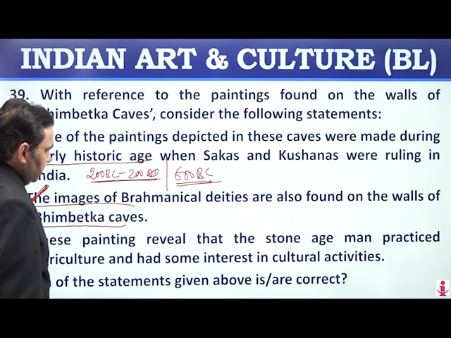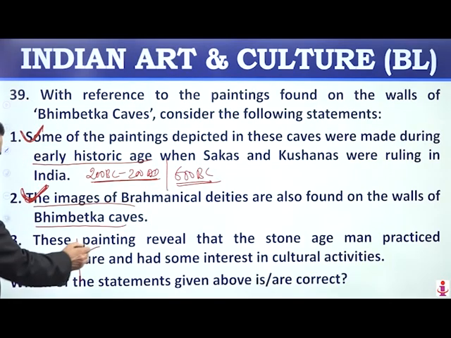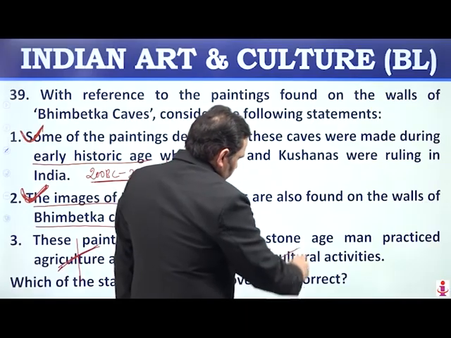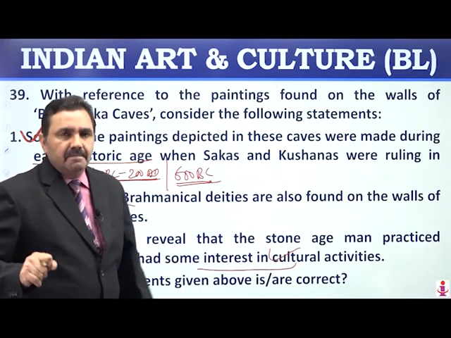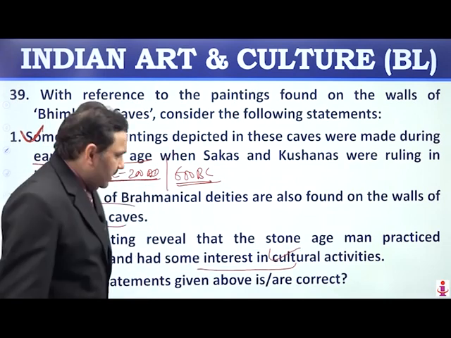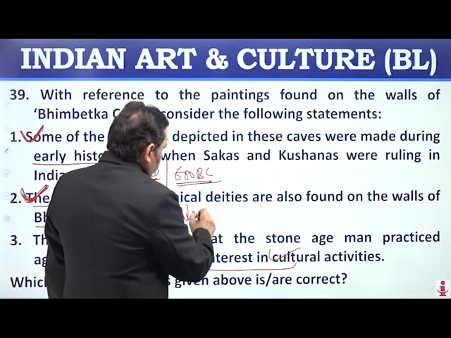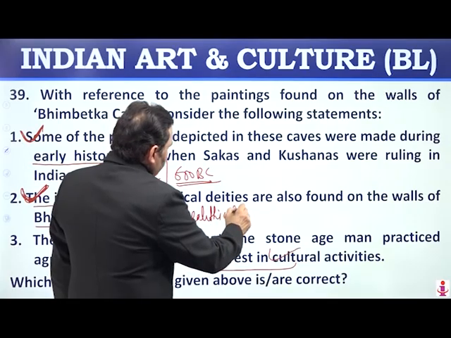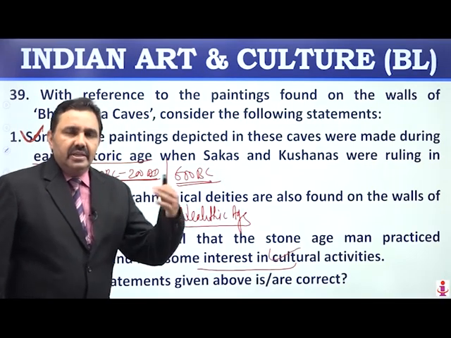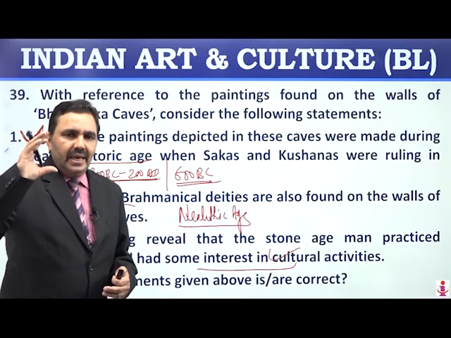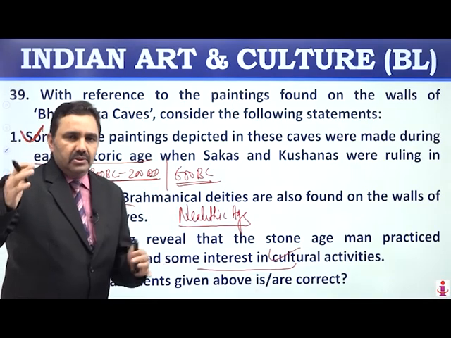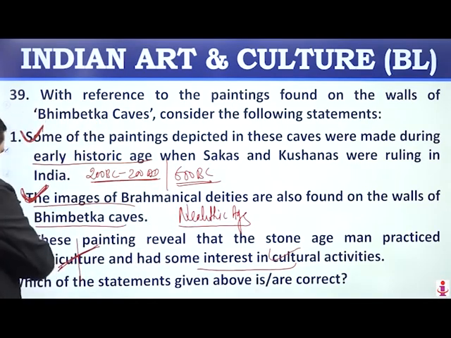These paintings reveal that Stone Age man practiced agriculture. Stone Age man did not practice agriculture in these paintings and took interest in cultural activities. That's correct. So paintings belonging to Stone Age in Bhimbetka caves do not depict agricultural activities. The Stone Age man practiced agriculture during Neolithic age. But there is no Neolithic painting in Bhimbetka caves. There are some paintings depicting agricultural activities, but those belong to Chalcolithic period, that is 2800 BC to 700 BC, when people were using copper and stone tools. This one is wrong. 1 and 2 are correct.